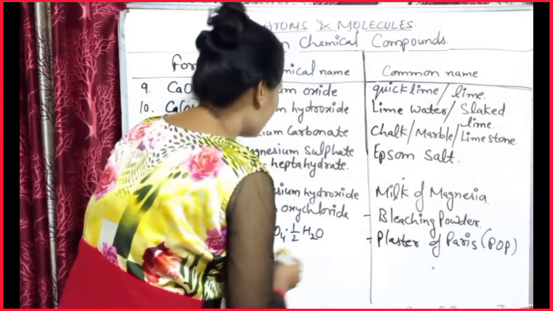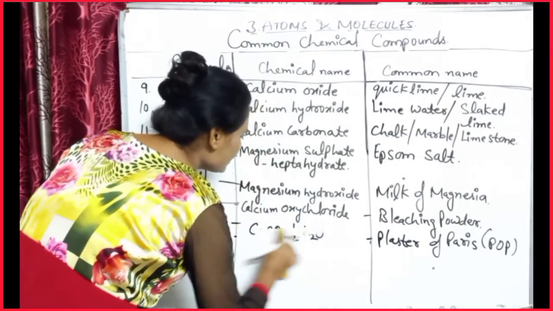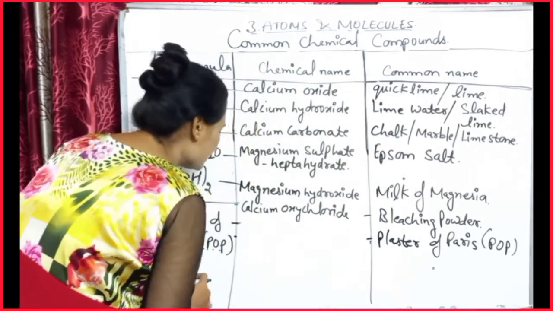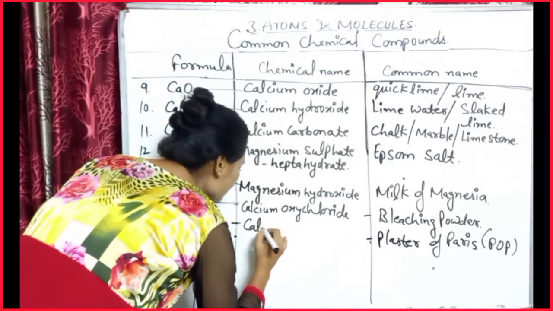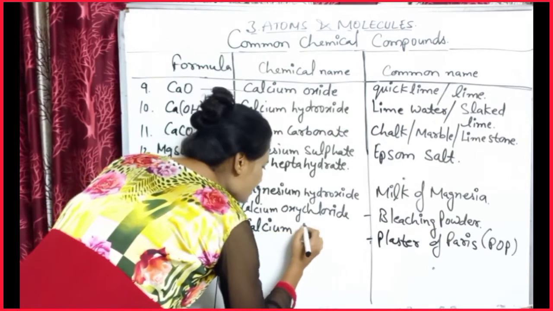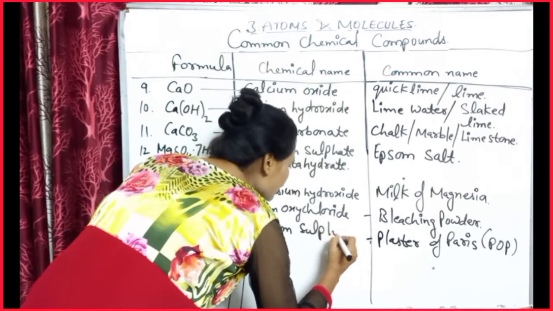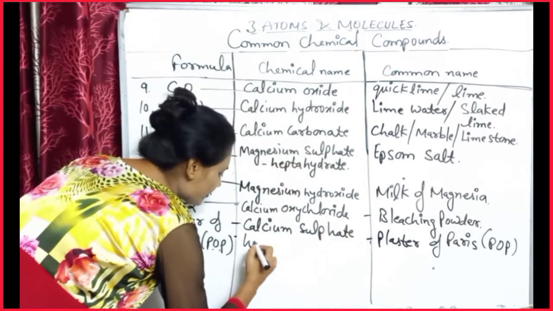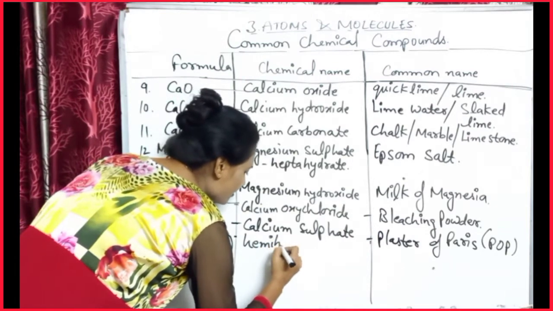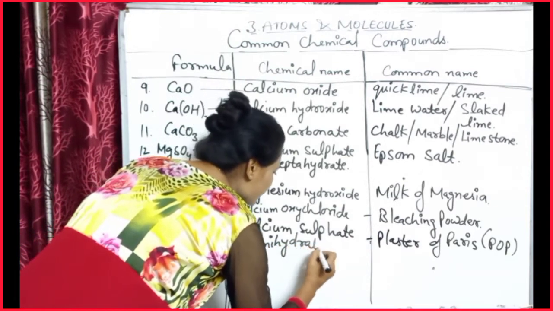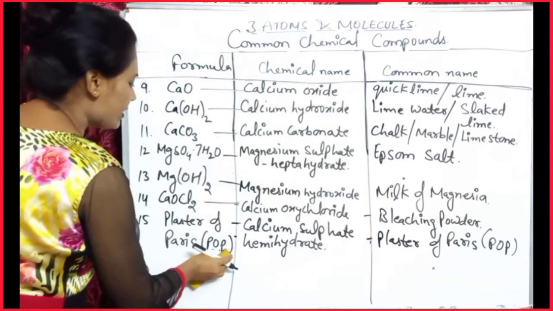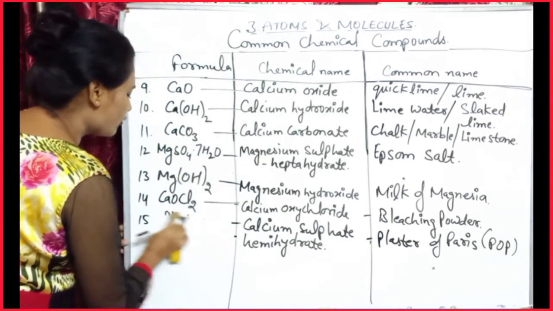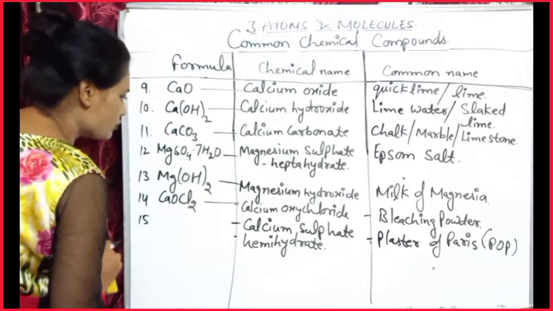Okay, and here we'll write the chemical name, that is hemihydrated calcium sulfate, or calcium sulfate hemihydrate. Okay, here we can write the formula. So what is the formula? CaSO4 dot half H2O.